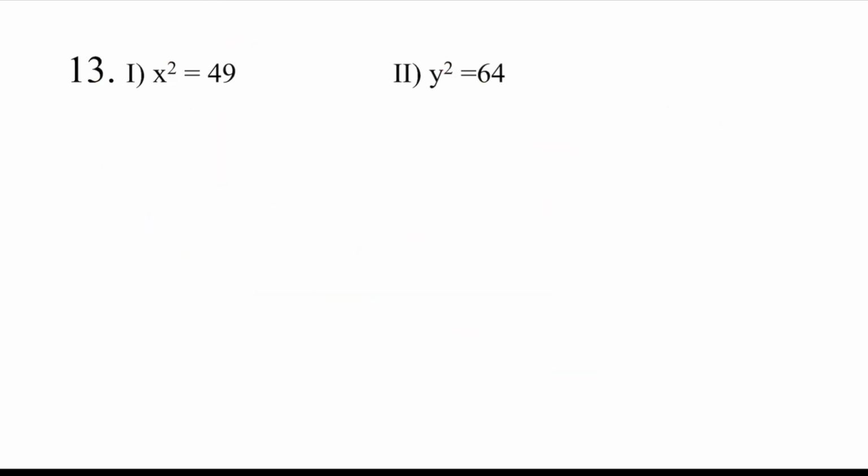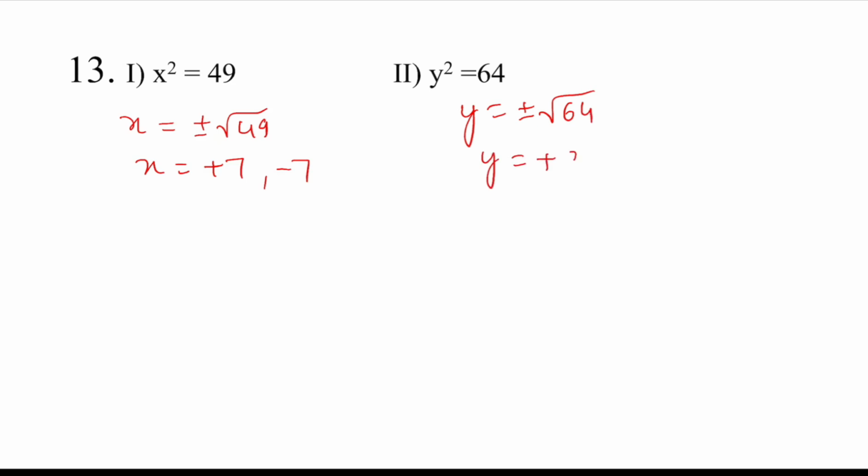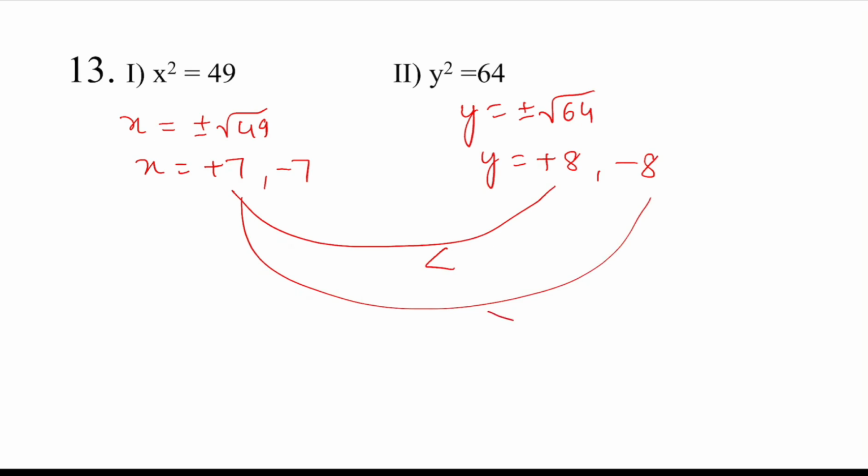Next one, x square is equal to 49. So again x is equal to plus minus root 49, so x is equal to plus 7 and minus 7. Here y is equal to plus minus root 64, y is equal to plus 8 and minus 8. Now compare this with this, this is greater, this with this is greater. From this only you can say that relation cannot be established, because once y is greater, once x is greater. So no need of comparing the remaining things, directly you can say relation cannot be established.